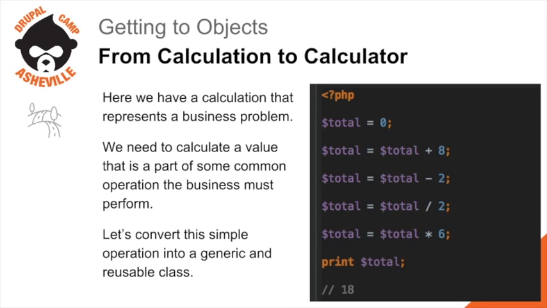So here we have just a really simple common business problem. We need to calculate some value, and this operation has to be performed at some point in the system. And what we have here is we're just doing some math. This is a very complicated business problem, you can tell. And so what I want to do is I'm going to take this and apply the concepts of abstraction and encapsulation a number of times until we get into an object, which is going to be a very reusable, valuable class that's much more valuable to your system.